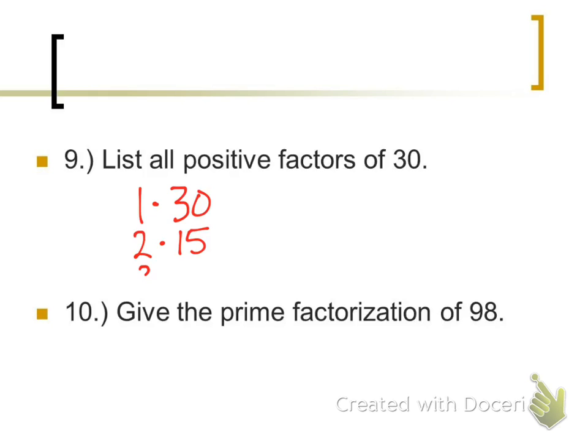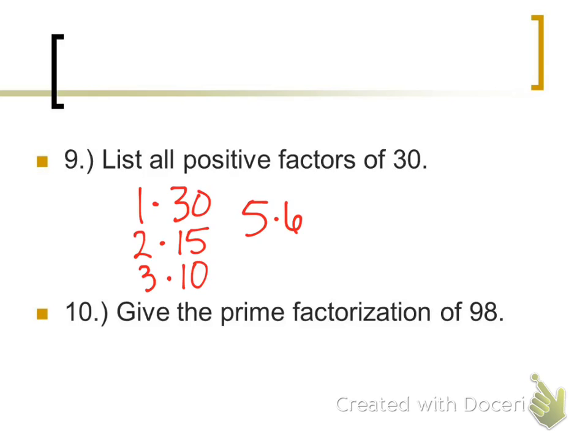3 times 10. Is 4 going to work? No. What goes next on this list? 5 and 6. 5 times 6. All right. Do we need to keep going on that list? No, we would circle back to 6. So we don't need to keep going.